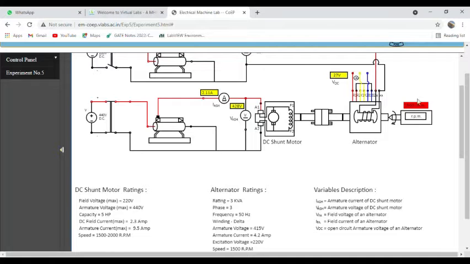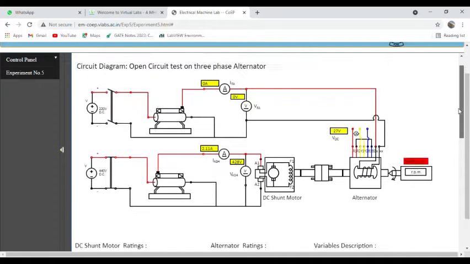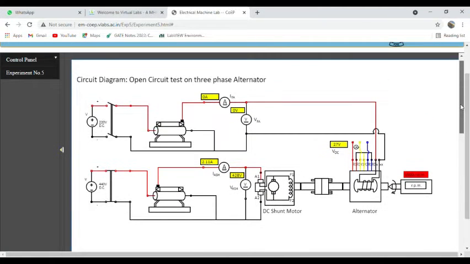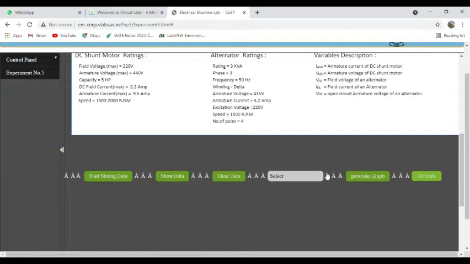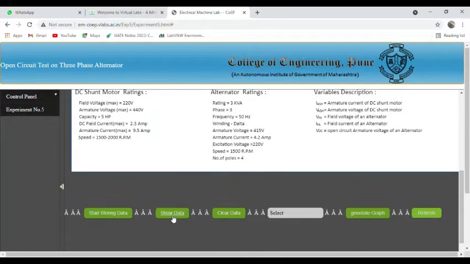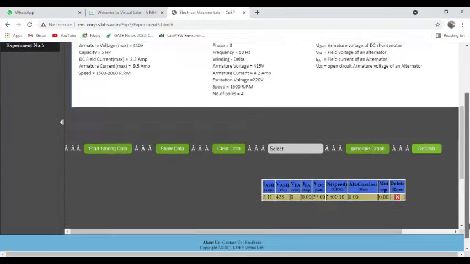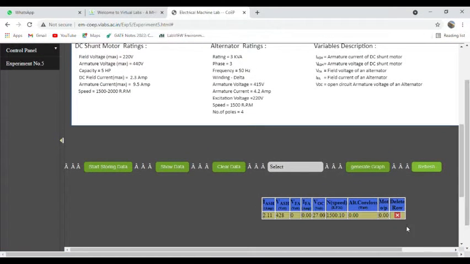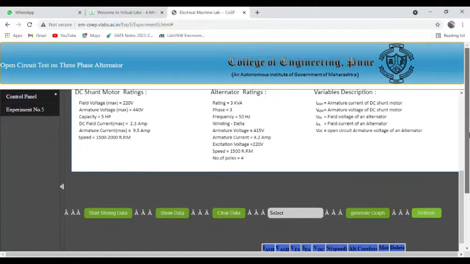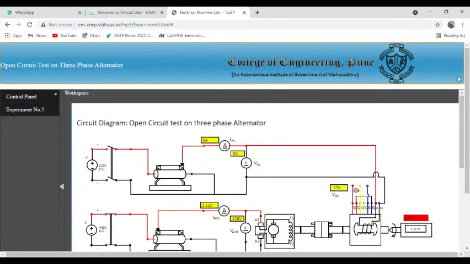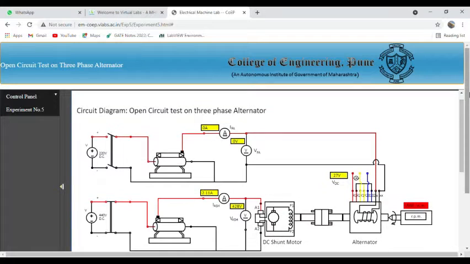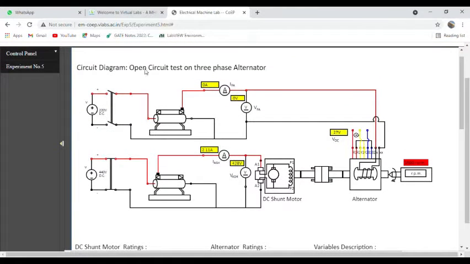Now, even though the field voltage of the generator is 0, we can observe some value of generator output due to residual magnetism. So, I store the data and show the data. The alternator is brought to synchronous speed, 1500 rpm, by using the DC shunt motor.